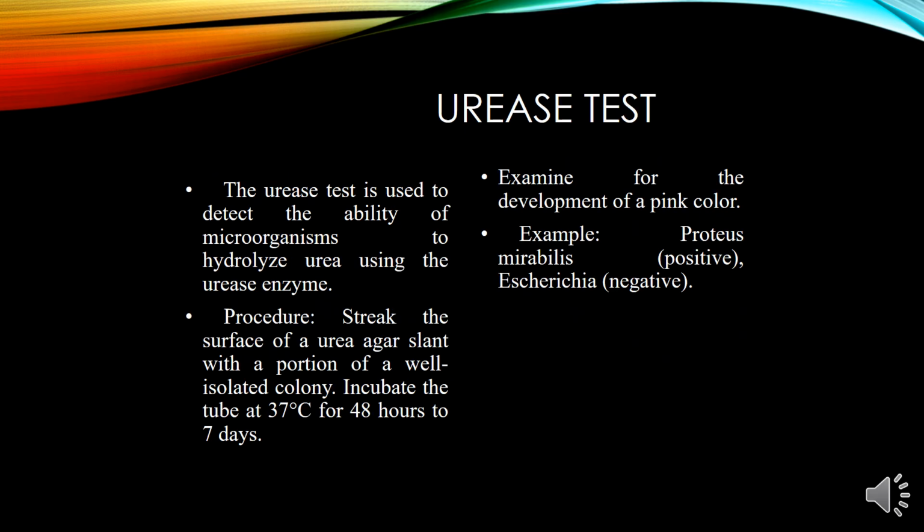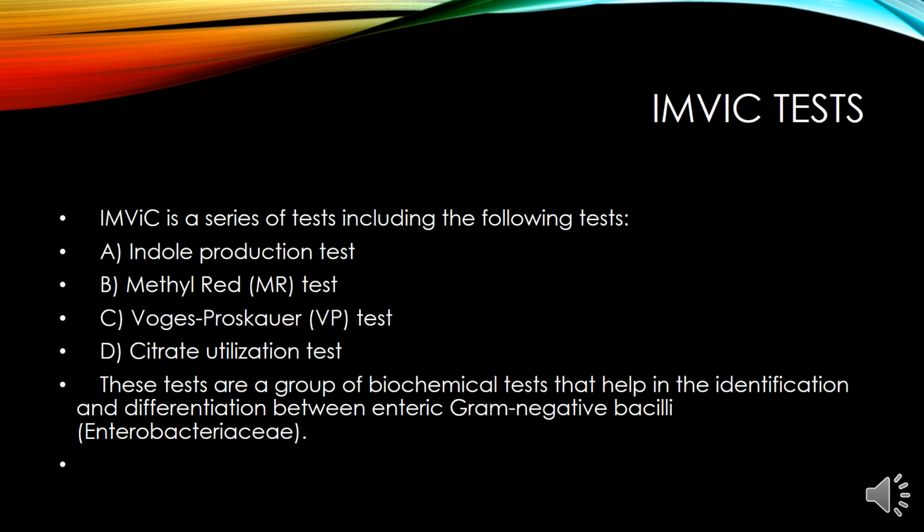The urease test. The urease test identifies microorganisms that hydrolyze urea using the urease enzyme. The procedure is to inoculate the surface of a urea agar slant with a portion of a well-isolated colony of the organism suspected to contain the urease enzyme, and incubate it for around 48 hours to 7 days at 37 degrees. Examine for the development of pink color. Organisms which are positive for the urease reaction are Proteus species, for example Proteus mirabilis and vulgaris, and Escherichia coli is negative for the urease test.